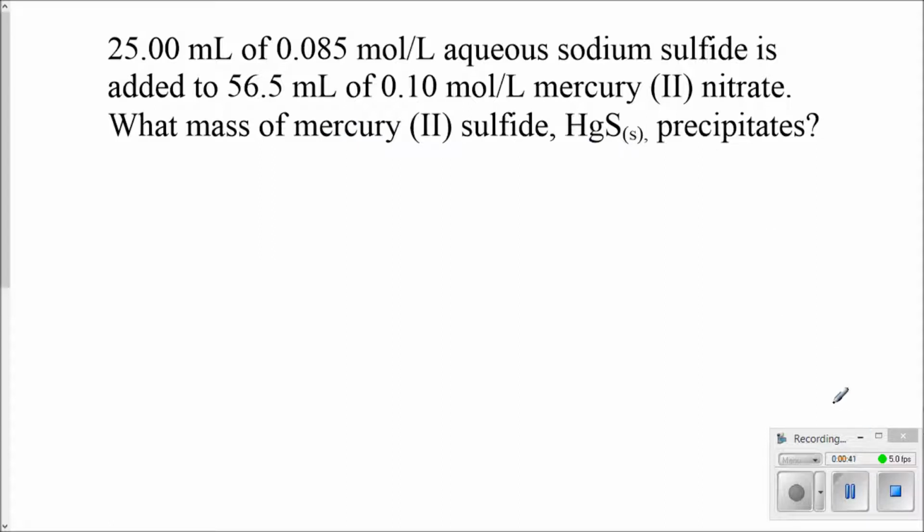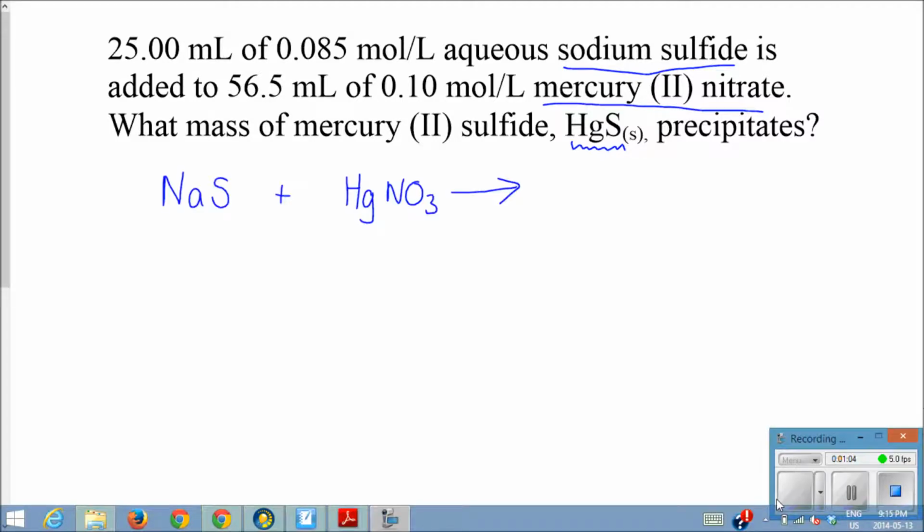Well, first of all, we know this is stoichiometry because we're asked about information on mercury 2 sulfide. We're given information on sodium sulfide and mercury 2 nitrate, which are different chemicals. So if you have information on certain chemicals and we want to find information about a separate chemical, chances are you're going to be dealing with stoichiometry. And stoichiometry requires a balanced chemical equation.